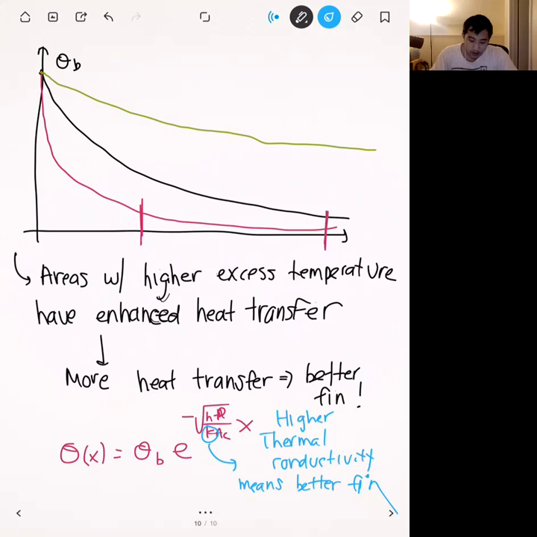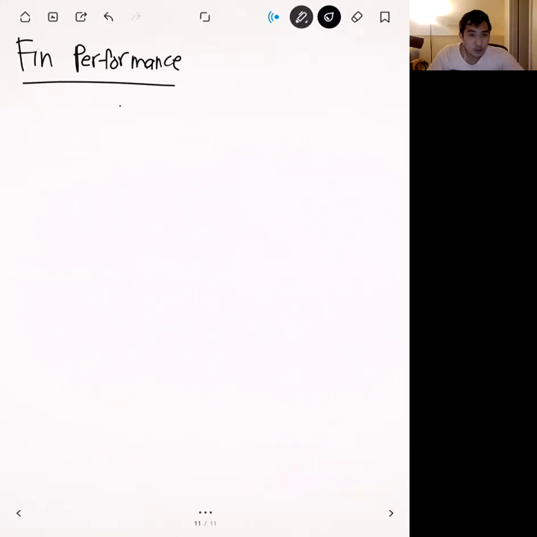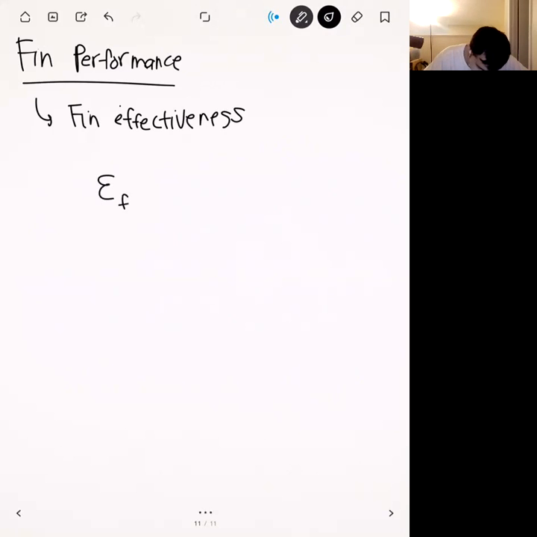Okay. And so that's one way that you can interpret the temperature distribution in terms of effectiveness. But there's also, we actually went over how to compute fin performance in terms of two variables, right? Right, and so for fin performance we had two variables here, right? So the first one that we had was fin effectiveness. Okay, and so fin effectiveness is given by this, okay?